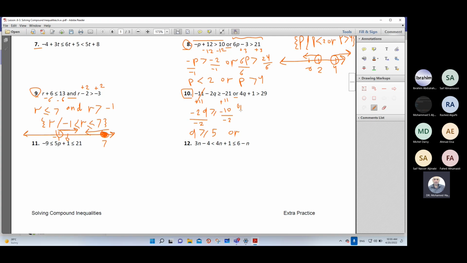Then we want to solve the second inequality. So we can remove 1 from the two sides. So remains here 4q greater than 29 minus 1, which will be 28. Then we want to remove 4, so we can divide the two sides by 4. 4q divided by 4 will be q greater than 7. So we have 5 here and 7 here.